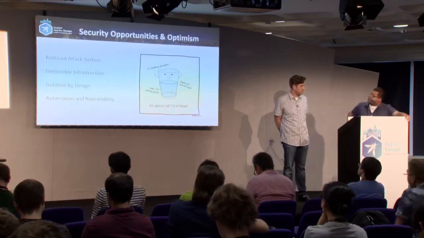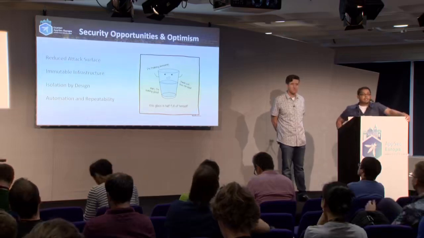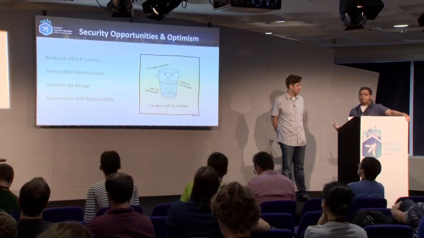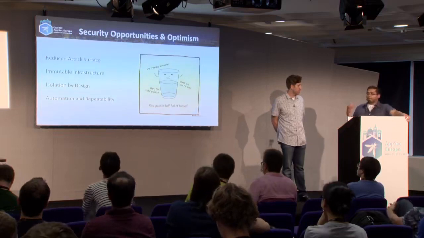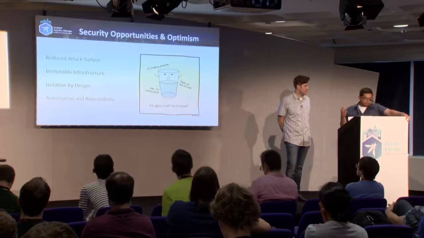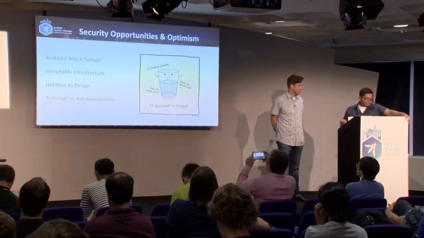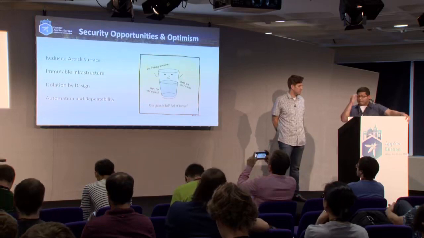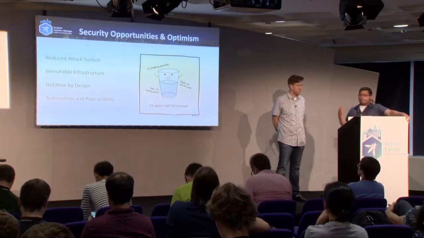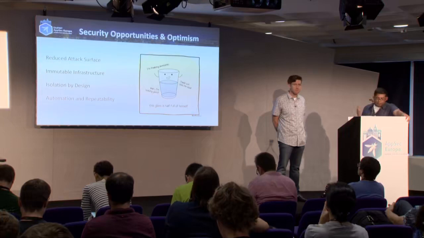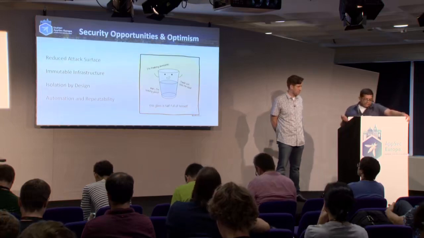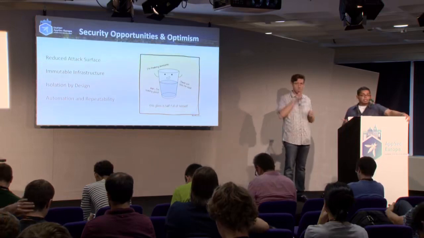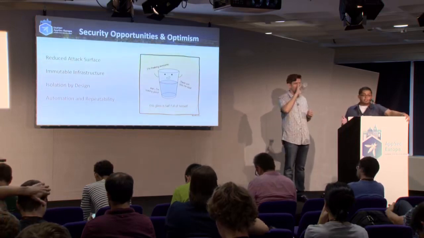So, security opportunities and optimism. There's a lot to be optimistic about with containers, right? We have a reduced attack surface that's based upon a single purpose, small footprint container. Containers are immutable. They're isolated by design. And because of the small footprint and the sole purpose objective, things like automation and repeatability are comparatively easier to implement.